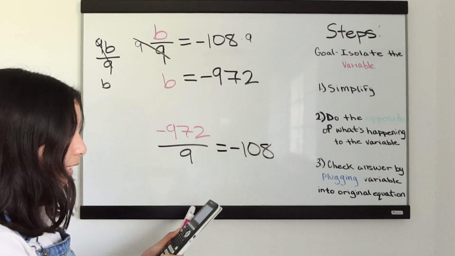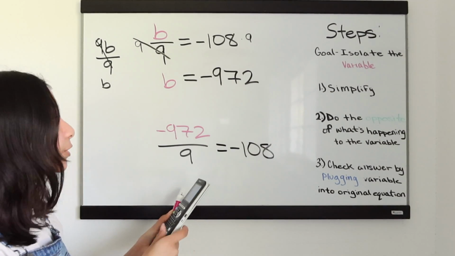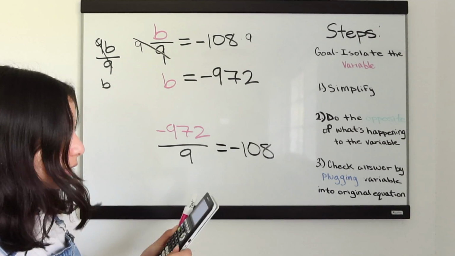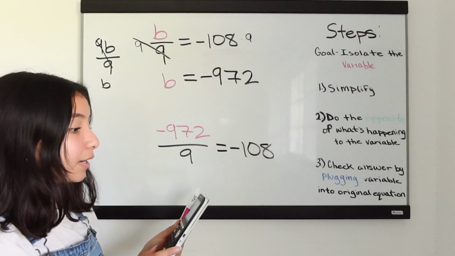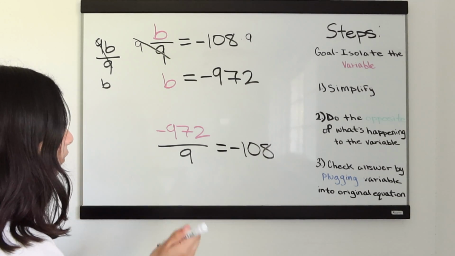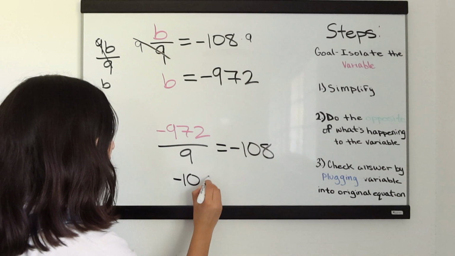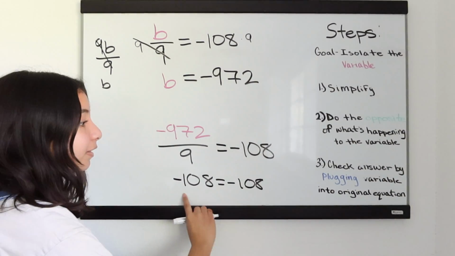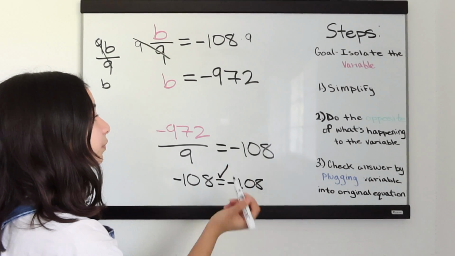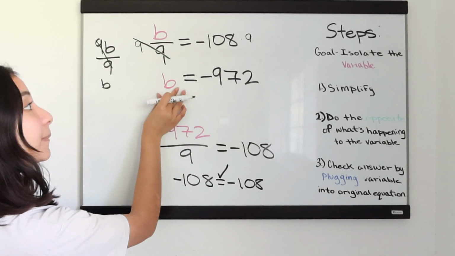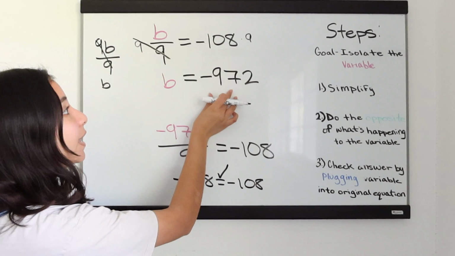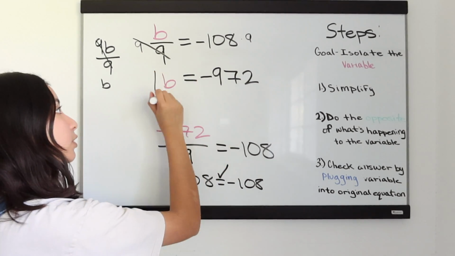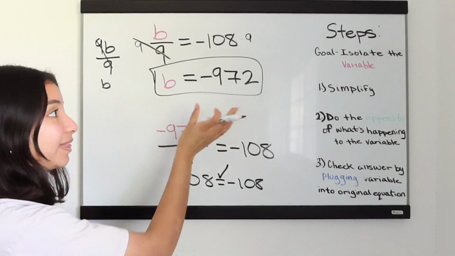I'm just going to plug this into the calculator because I cannot do it in my head quickly. And my answer is negative 108. Negative 108 is equal to negative 108. This statement is true, so that means that b is indeed equal to negative 972. So this is our answer.